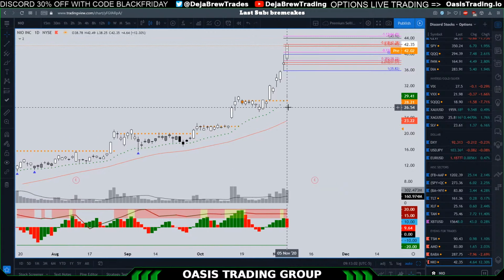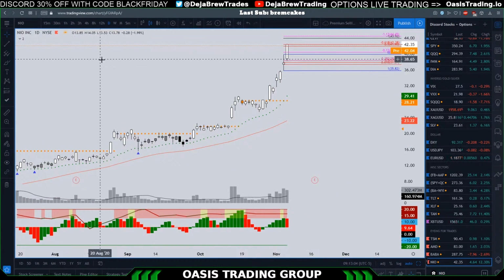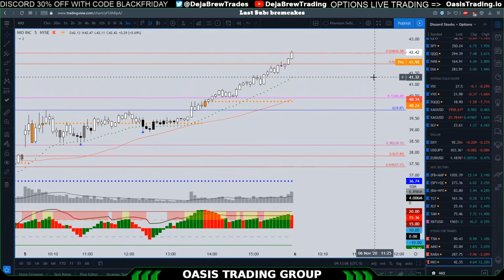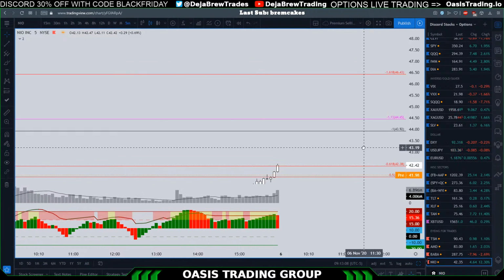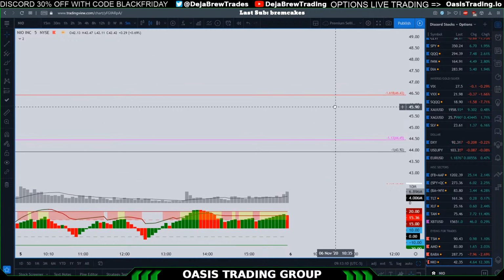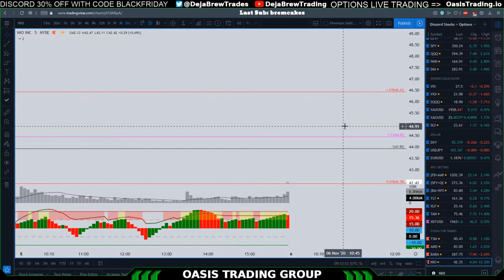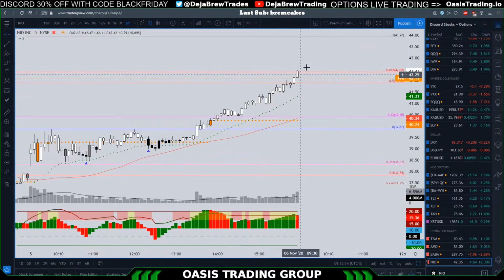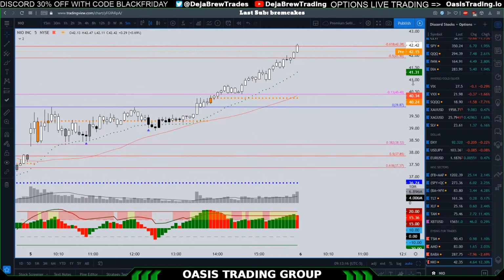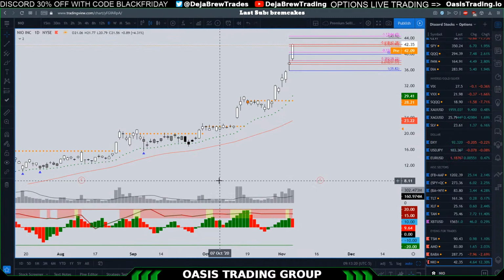NEO is quite extended. If you guys would like some further targets, I think your next target zone would be around 44 to 46. Final target being 46, 43. But taking calls here is a little sketchy because it has not pulled back at all. And NEO likes to pull back.